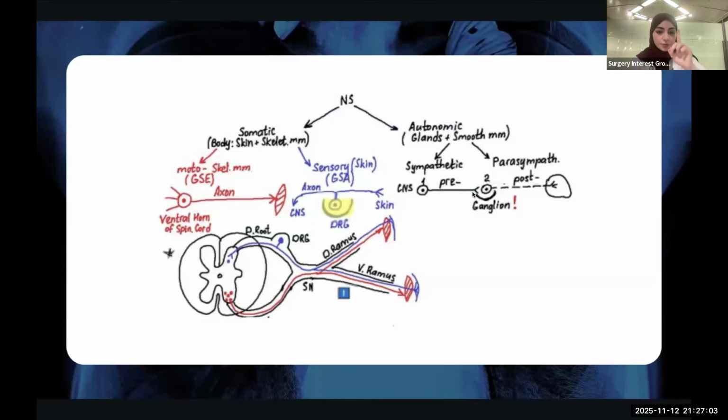That's the first neuron. The second neuron is going to be what? Post-ganglionic, because I've already synapsed with the ganglion.